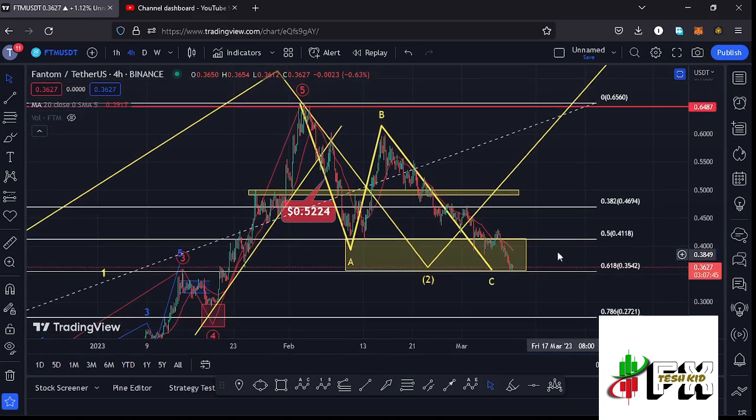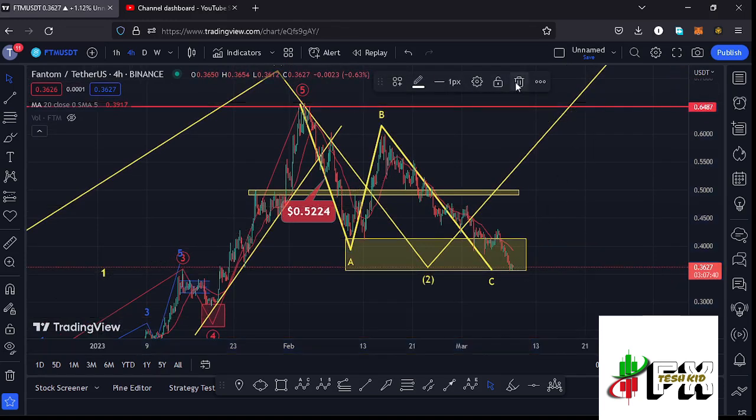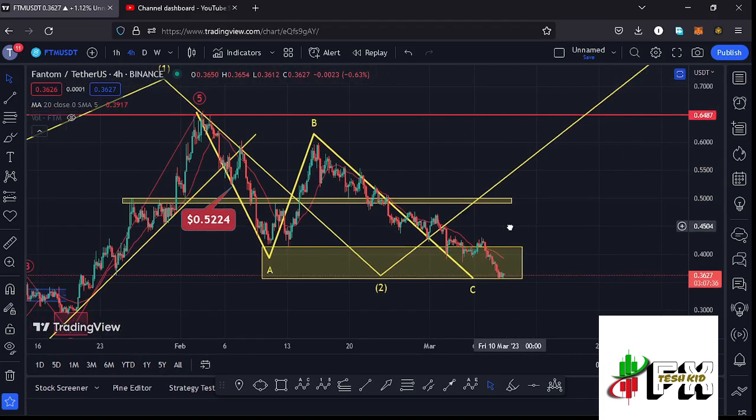And it is within this yellow target area that I was expecting Fantom to fully maximize its minimum target areas to the lower side in the formation of this wave 2. And you can see we have fully maximized that target area, meaning there are chances that now we might have seen the low for that second wave.